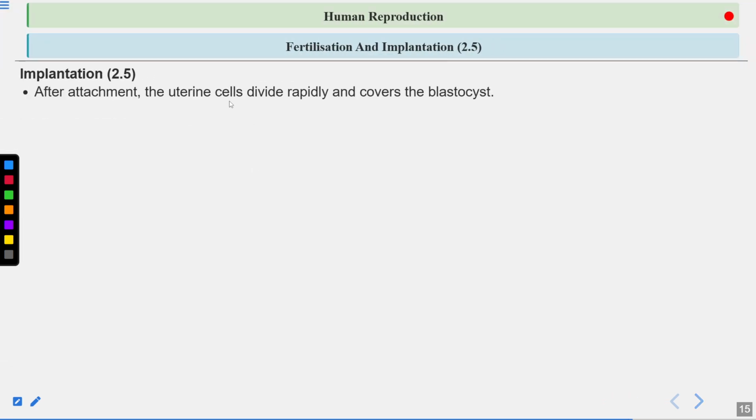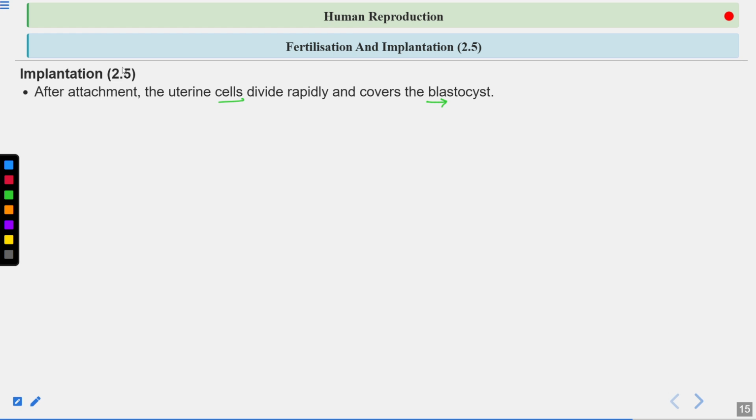After attachment, the uterine cells divide rapidly and cover the blastocyst. So when the blastocyst gets attached to the uterine wall, the endometrium is the innermost wall of the uterus. So in implantation, what happens? The blastocyst gets attached to the endometrium.